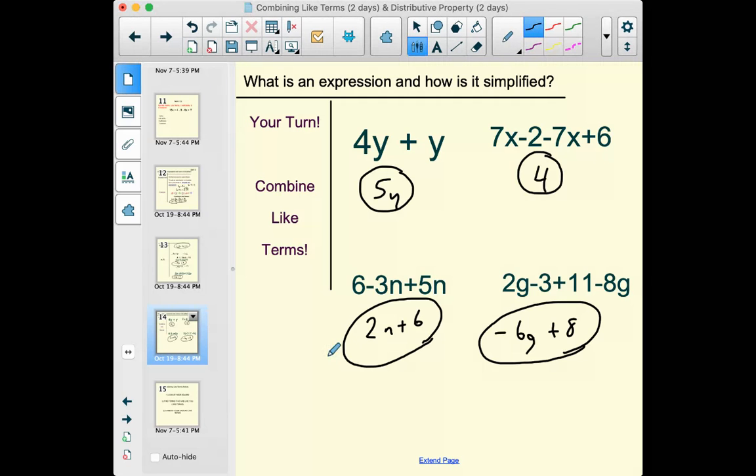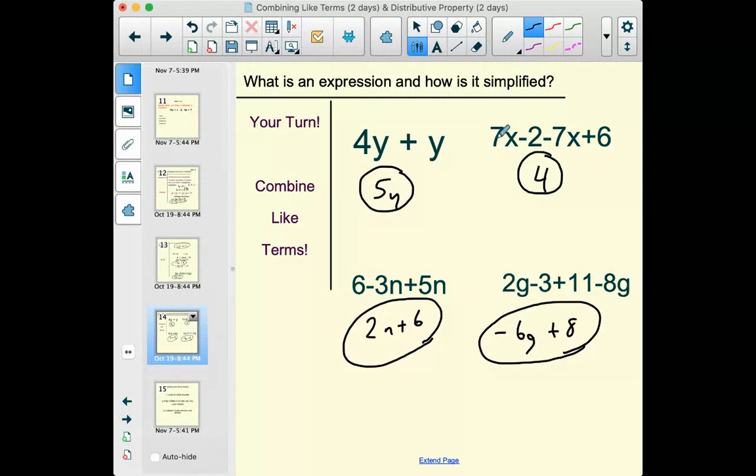All right, welcome back. Hopefully you got these for your answers. First one, I just had 2 y terms. I add those together. Remember, this y is 1y. So 4 plus 1 is 5. If you have 4 y's and you add another y, you get 5 y's.